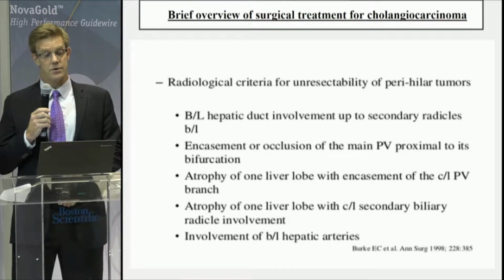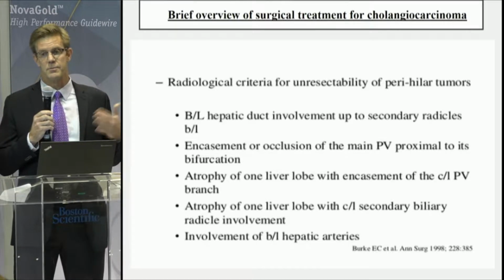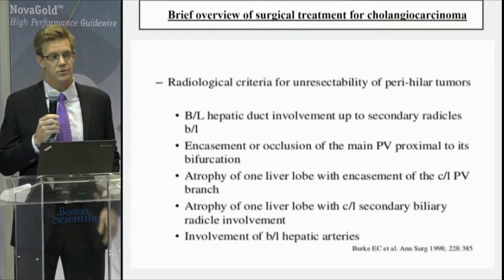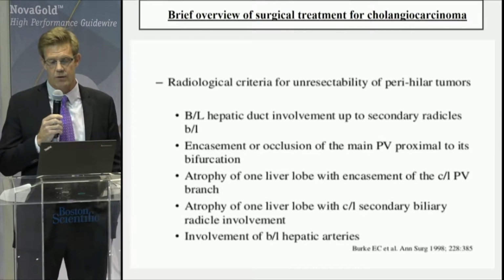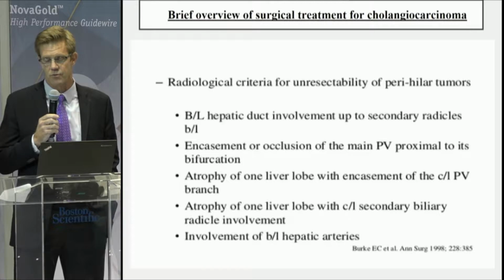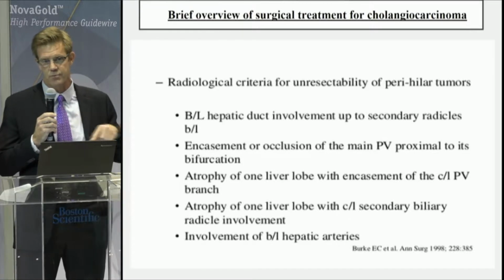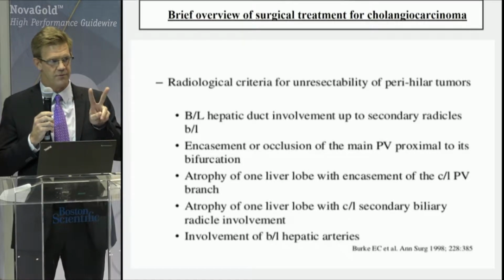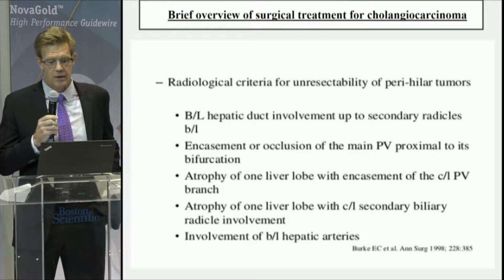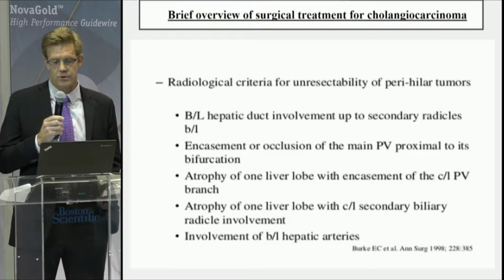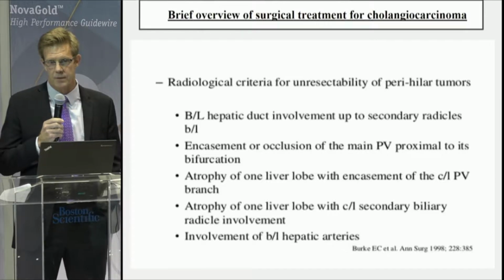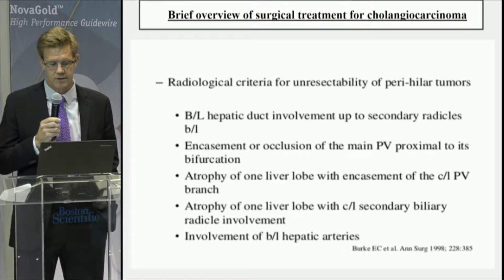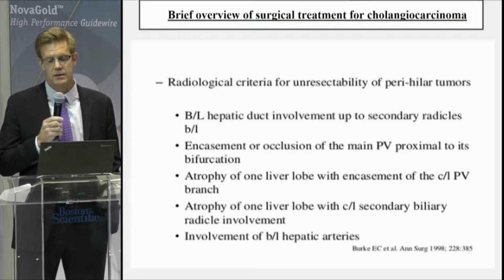So the radiologic criteria that would deem a patient unresectable for perihilar tumors, those tumors right at the bifurcation, are bilateral duct involvement up to the secondary radicals, so that first branch point within the liver after the primary branches. Another is encasement or occlusion of the main portal vein proximal to this bifurcation, so down lower than the bifurcation. If that's invaded by a tumor, then that's a non-resectable patient.